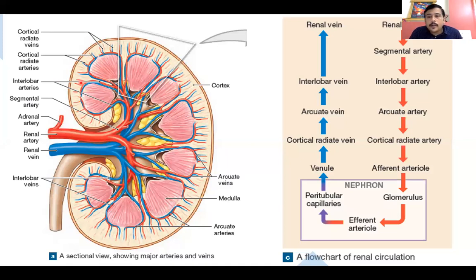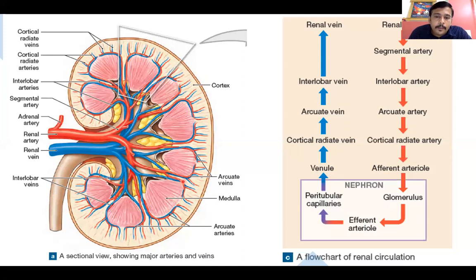These cortical radiate arteries will end in afferent arterioles. These afferent arterioles are the ones finally entering into the glomerulus of the nephron. After the course in the nephron, they come out as efferent arterioles, and these efferent arterioles will join to form the peritubular capillaries. It is not seen in this picture particularly.